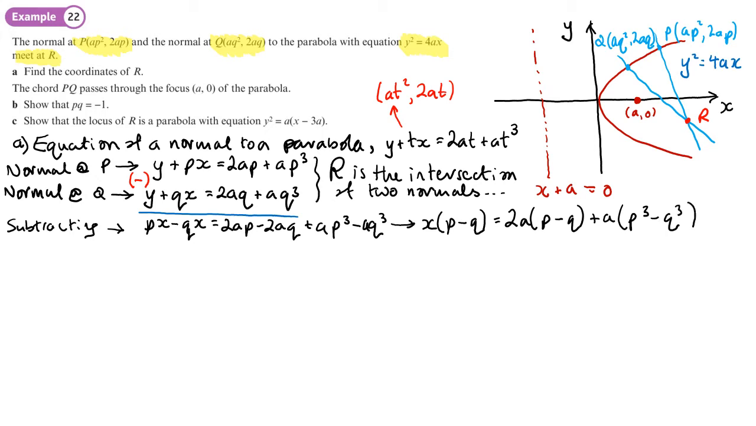So x will equal, with both sides divided by p minus q, 2a plus a times p cubed minus q cubed over p minus q. Now it would be so nice if I could divide everything by p minus q because it's a factor there, but the problem is this. There is a way of factorizing it, and it's not something that's in the formula book, but if you can remember this factorization, that will be useful.